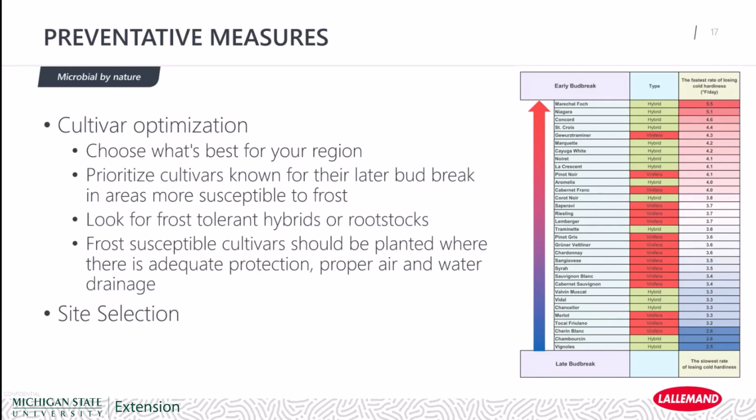So it's going to kind of differ based on what you choose to plant. And as Isabel introduced, we are going to have different levels of cold hardiness with different cultivars. So choosing those that are a bit more cold hardy is going to work in your favor.